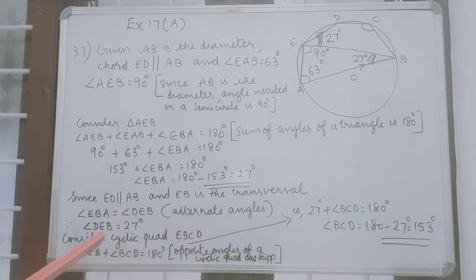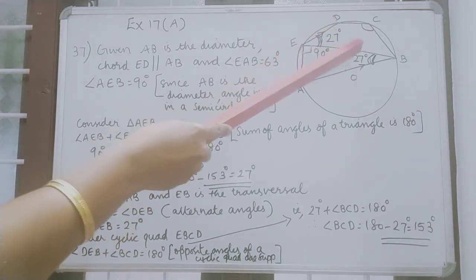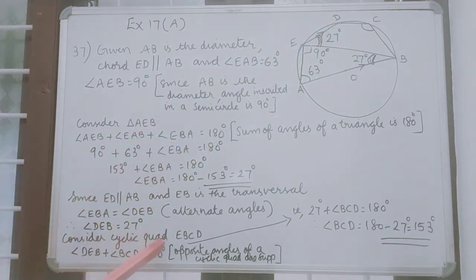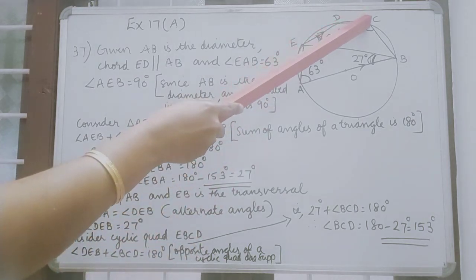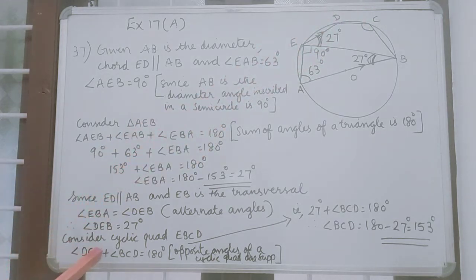Look at angle DEB is equal to 27 degree, due to alternate angles. Then consider the cyclic quadrilateral EBCD. We know opposite angles of a cyclic quadrilateral are supplementary. So angle DEB plus angle BCD is equal to 180 degree. We got DEB as 27 degree, so substitute that. So 27 plus angle BCD is equal to 180 degree. Therefore angle BCD is equal to 180 minus 27, which is equal to 153 degree.